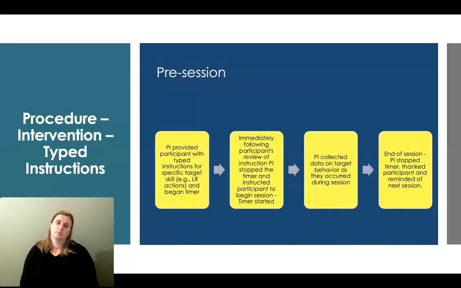And for typed instructions, which was used, as I mentioned, as a control condition for the study, the participant was provided instructions with clear definitions of target behaviors across target skills. Immediately following the participant reading the instructions, the session began, and baseline procedures were in place where we collected data. Following the observation, the participant was thanked for their time and reminded of the next session. No feedback nor training was provided following the session.